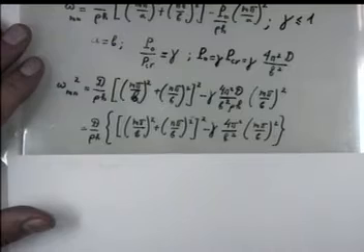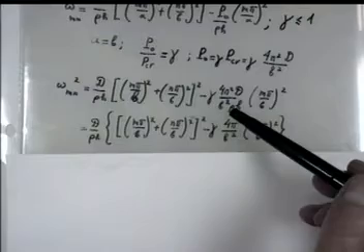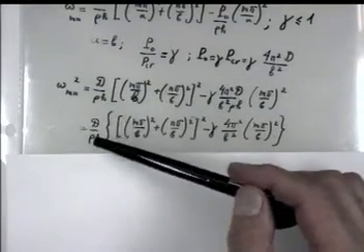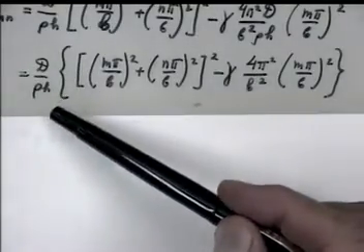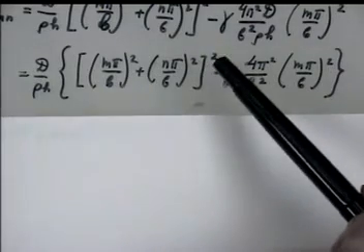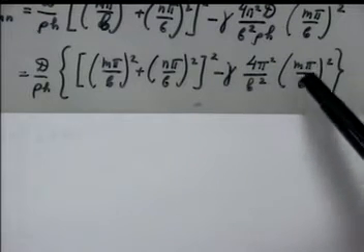Now this can be rewritten as d over rho h. There is d here and there is rho h, so we could take out d over rho h. And then this parenthesis: (m pi over b) squared plus (n pi over b) squared, squared, minus gamma 4 pi over b squared, and then m pi over b squared.